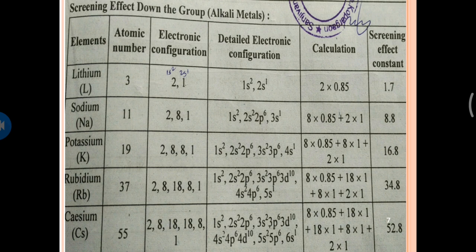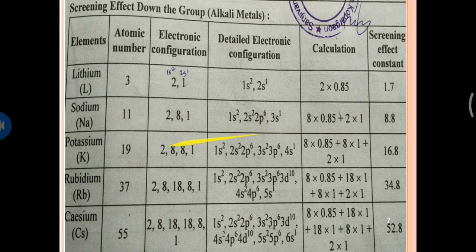Okay, so the sodium atom screening constant is 8.8, potassium 16.8, and so on up to 52.8. So down the group the screening constant increases, from lithium to cesium: 1.7, 8.8, 16.8, 34.8, 52.8. Okay, so down the group the screening constant increases.